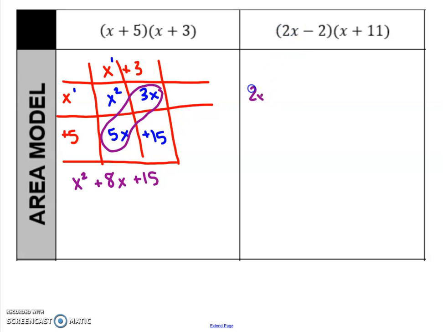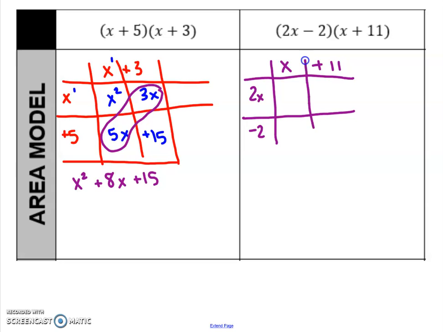So I have 2x minus 2. Set up my box. And on top, I'm going to have x plus 11. And let's finish making our box. All right, so we want to find the area of this box here. And so we're going to multiply. 2x times x is going to be 2, because 2 times 1 is 2. And then x times x is x squared, so 2x squared. 2x times 11 is going to be 22x. And go to the bottom. Negative 2 times x is negative 2x. Negative 2 times 11 is negative 22.